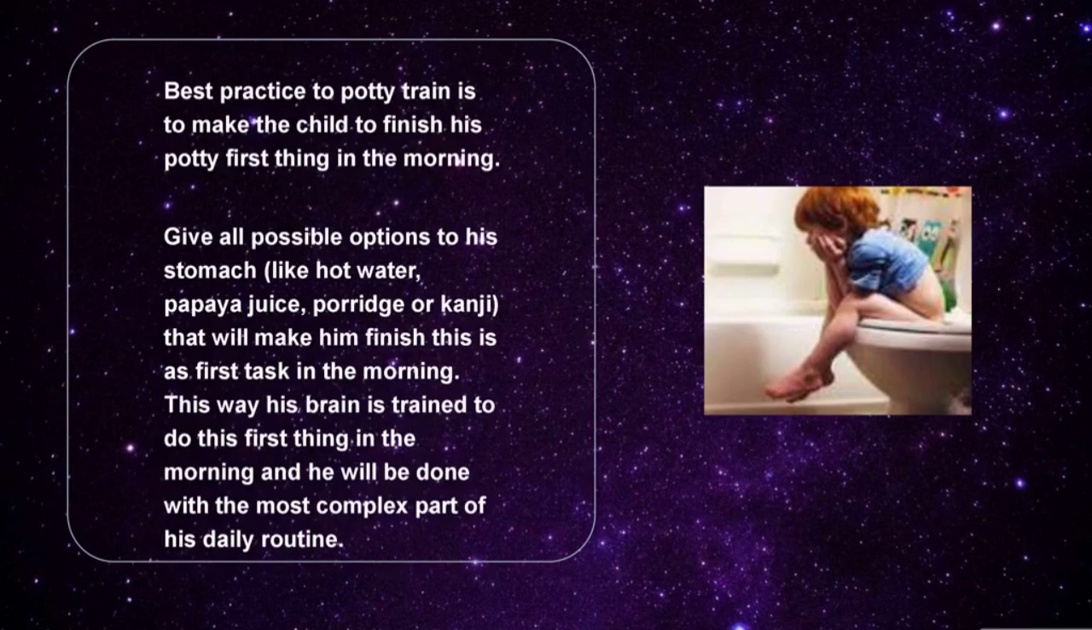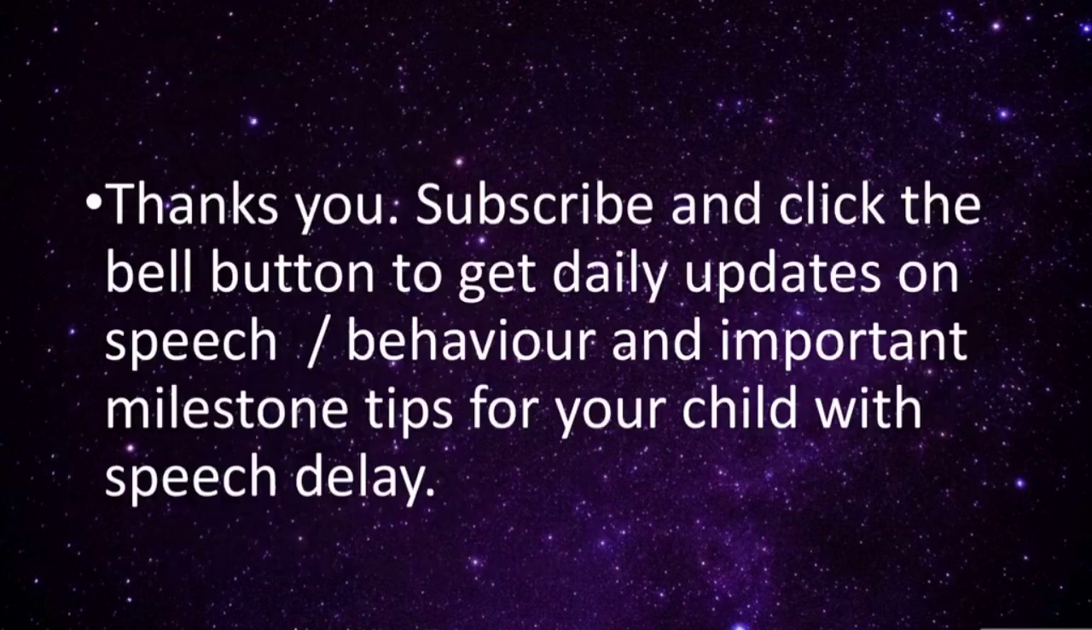Best practice to potty train is to make the child finish his potty first thing in the morning. Give all possible options to his stomach like hot water, papaya juice, porridge or kanji. That will make him finish this as a first task in the morning. This way his brain is trained to do this first thing in the morning and he will be done with the most complex part of his daily routine. So get to a practice that he is doing that first thing in the morning.